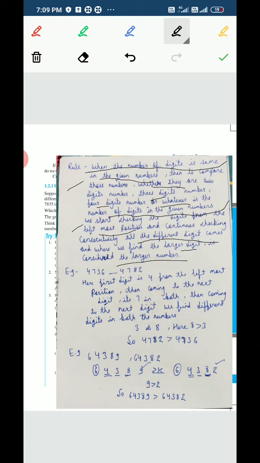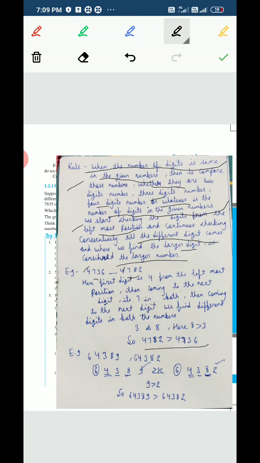4736 and 4782. Here what we see is the first digit is 4 from the leftmost position. Then coming to the next digit, it's 7 in both the numbers. And coming to the next digit, we find 3 in the first number and 8 in the second number. We know very well that between 3 and 8, 8 is greater than 3. So obviously 4782 will be greater than 4736.